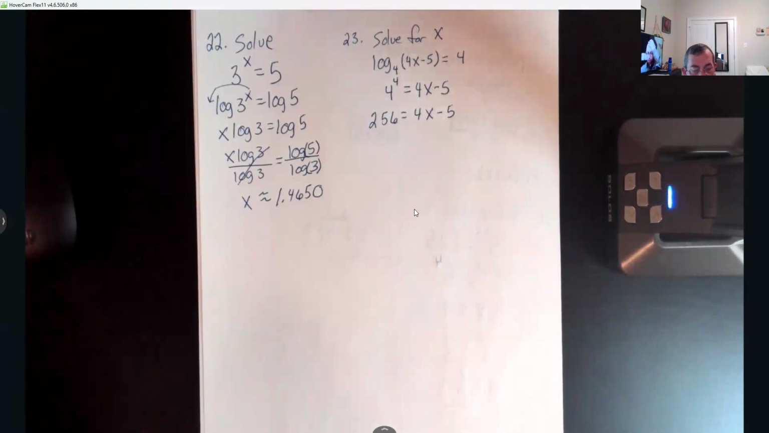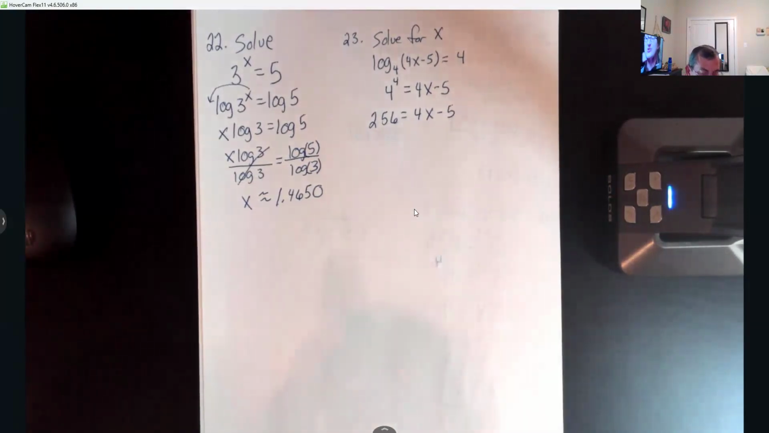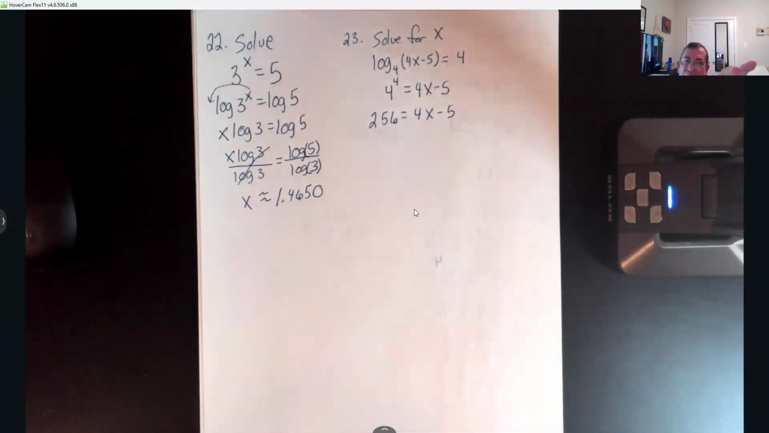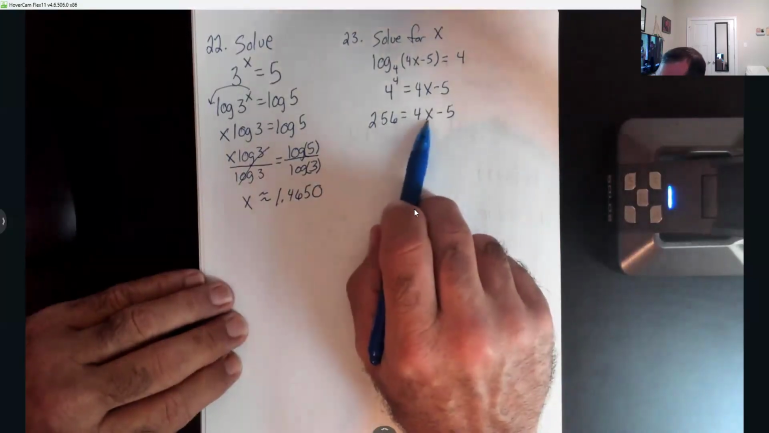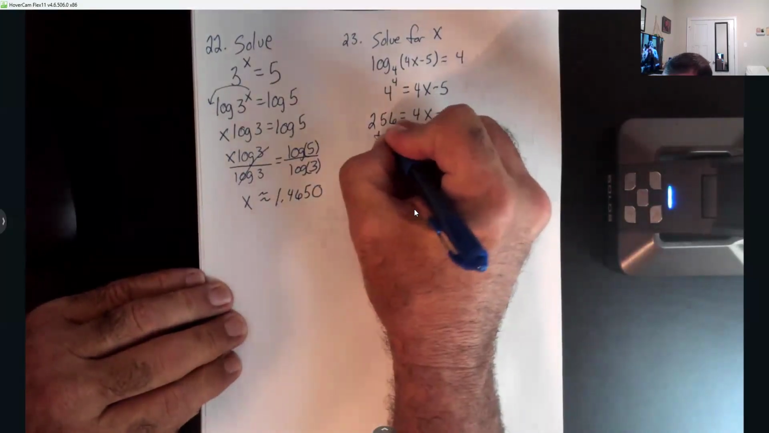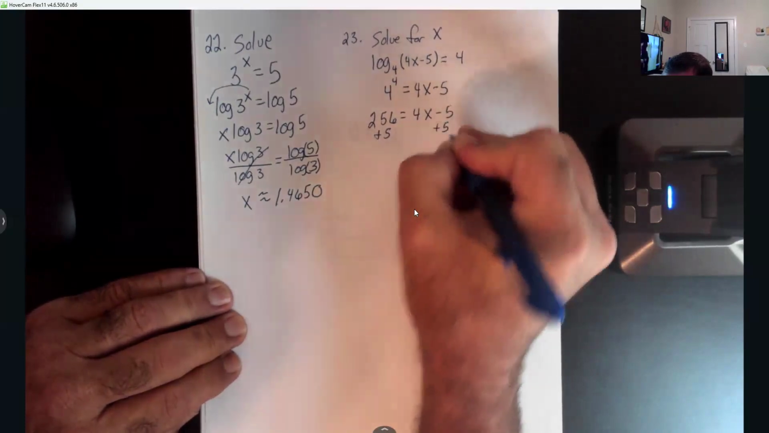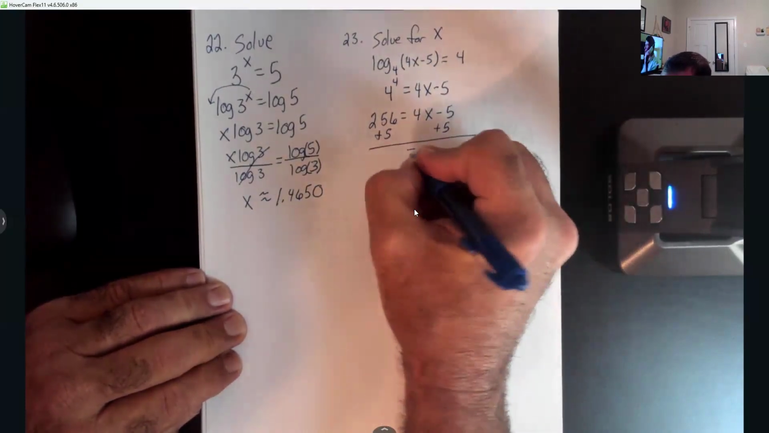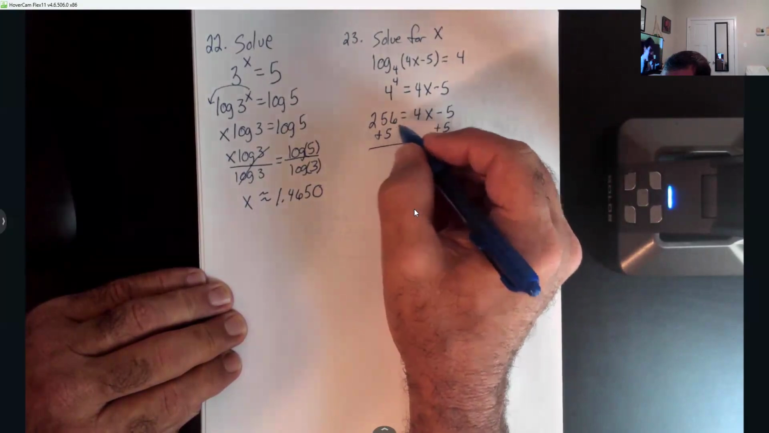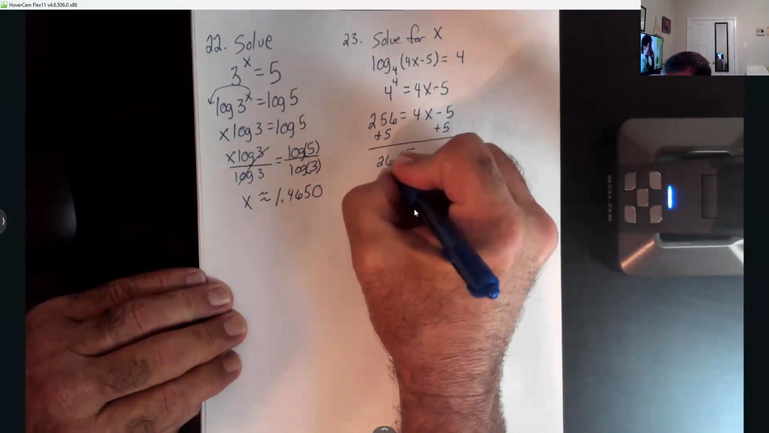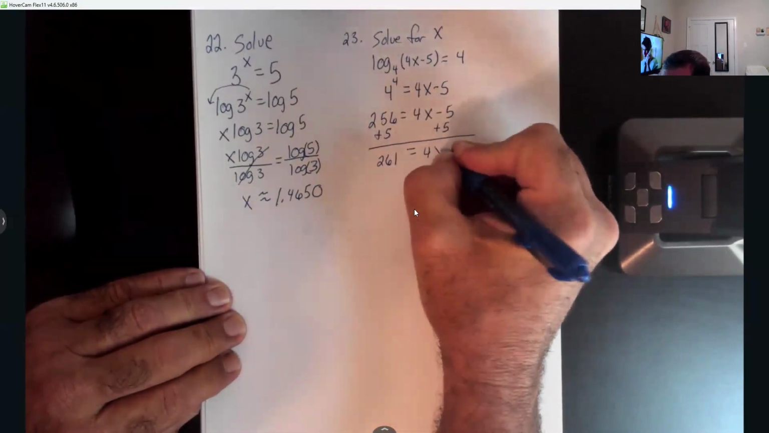And then y'all, at that point, it's just a matter of adding 5 and then dividing. So get the x by itself by adding 5 to both sides. So y'all, this is what, 261 equal to my 4x.